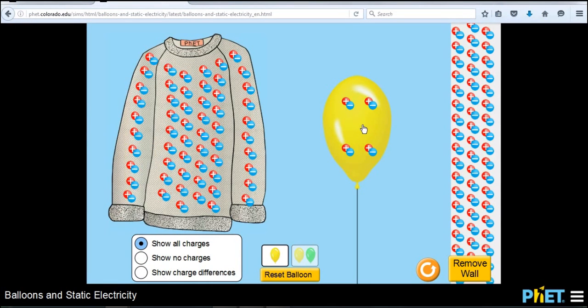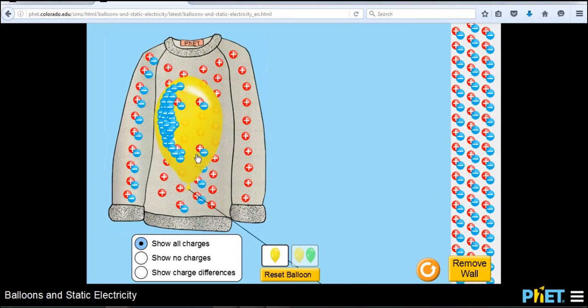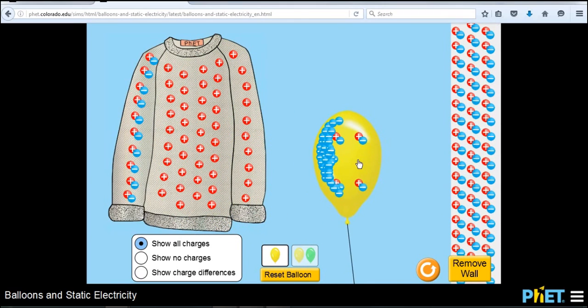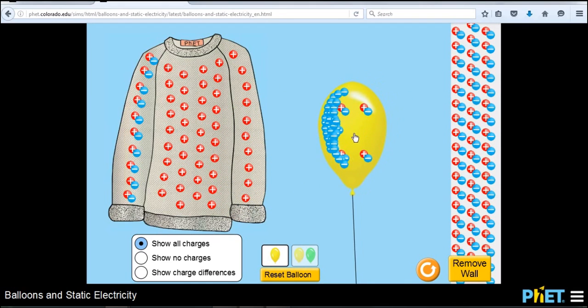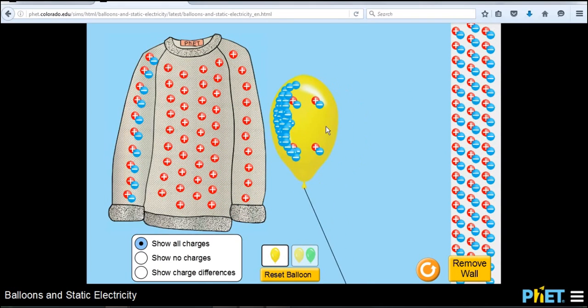So here I have the balloon. What I'm going to do is charge up the balloon. Notice we can't charge the balloon by rubbing the wall. We've got to rub this sweater over here, where the electrons are a little free to move. And now we did realize before this now has a net positive, this has a net negative charge. So they're going to be attracted.